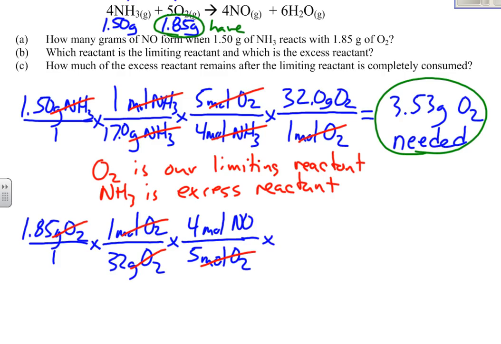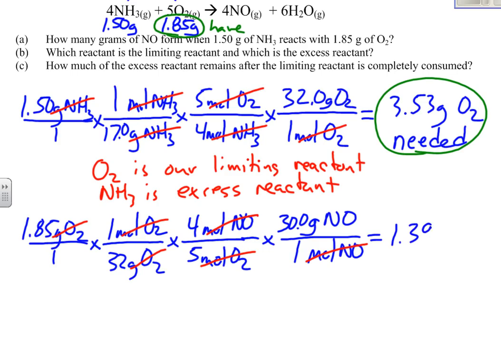And in this case, the problem is asking to figure out the number of grams of the NO produced. So we're going to go from moles of NO to grams of NO. Again, looking at the periodic table, 14 for nitrogen, 16 for oxygen. We have 30 grams of nitrogen monoxide to 1 mole. We do our math, and we end up with 1.39 grams of NO produced.